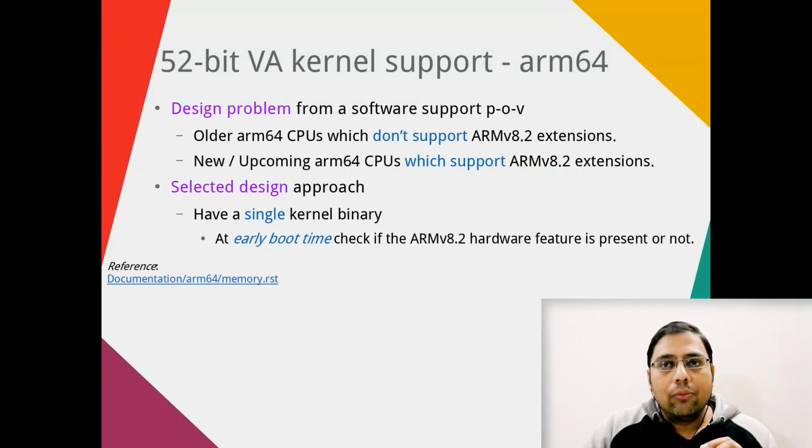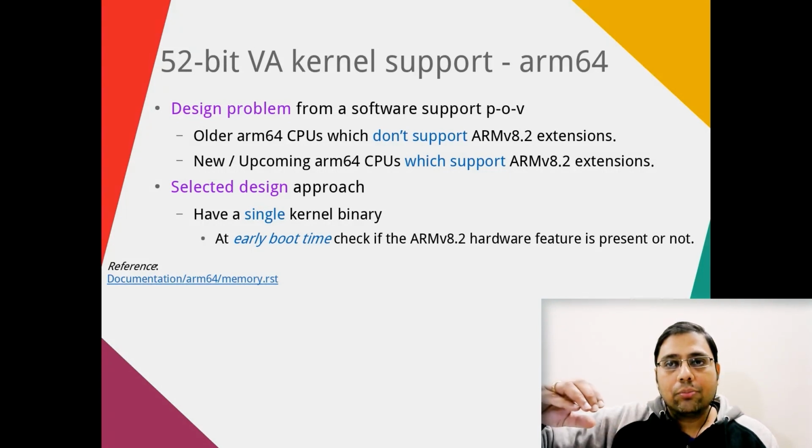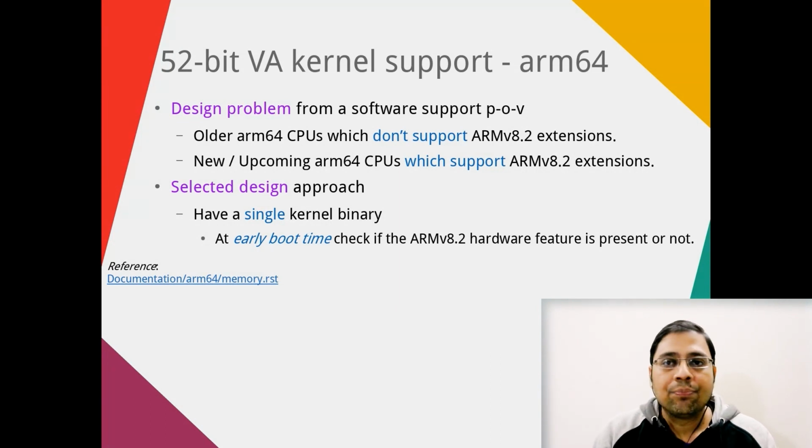Right. So we come to an interesting aspect now. How do we decide the kernel design approach? To support both the older ARM64 CPUs, which don't support the 52-bit extensions, and also the new ones, which do, in the kernel we have decided to select an approach which keeps a single binary and makes the decision at early boot time to check if the underlying hardware supports the 52-bit extensions. If it does, the kernel uses the 52-bit virtual addressing mode. Otherwise, it falls back to the default 48-bit or lower virtual addressing mode.